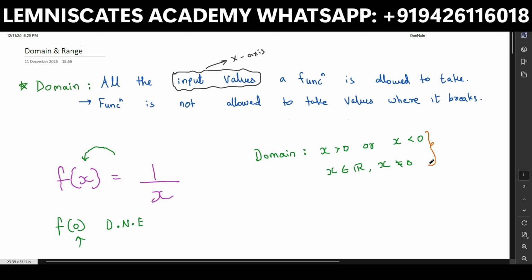So yes, one and the same thing. You can choose how you want to write. Now, how do we define a function? Whenever we are defining a function, let's say 1 by x, we don't just write 1 by x. Along with 1 by x, we make sure we write its domain as well.